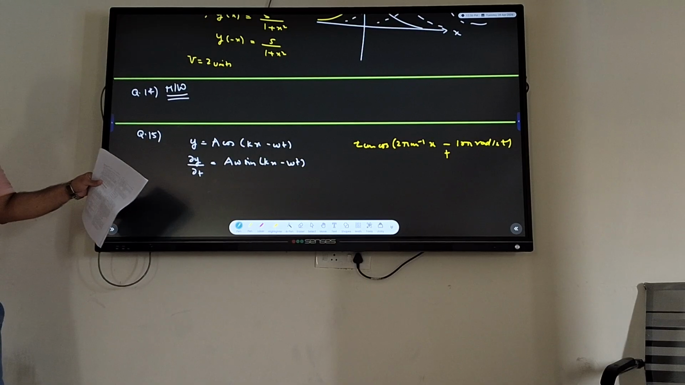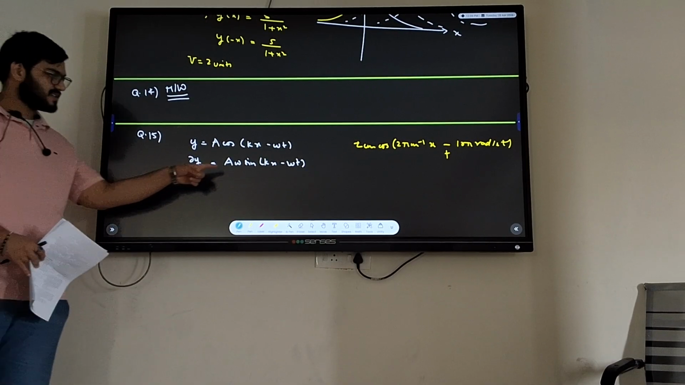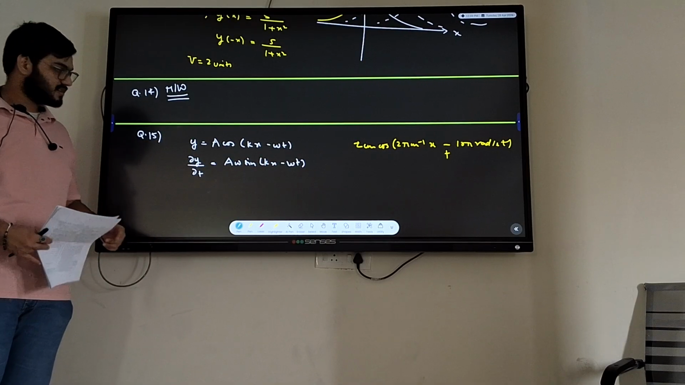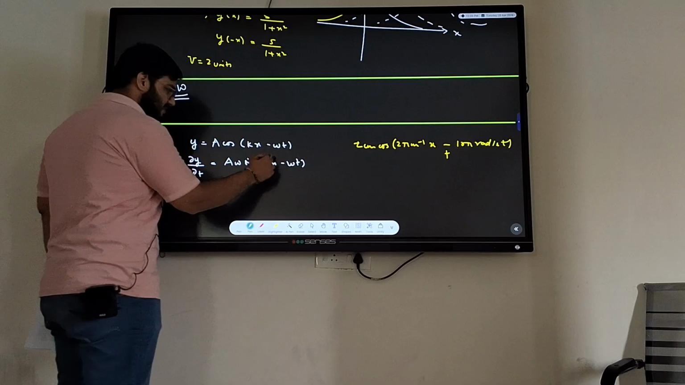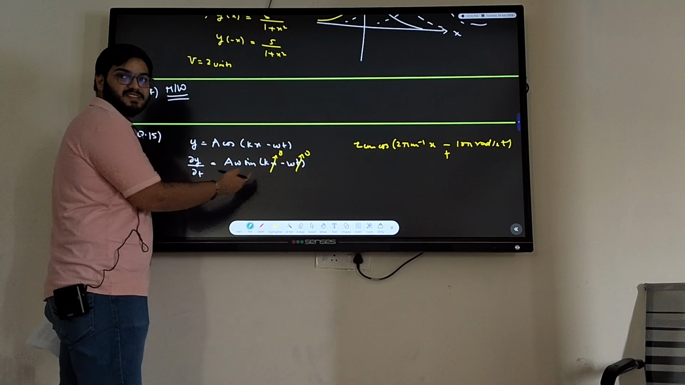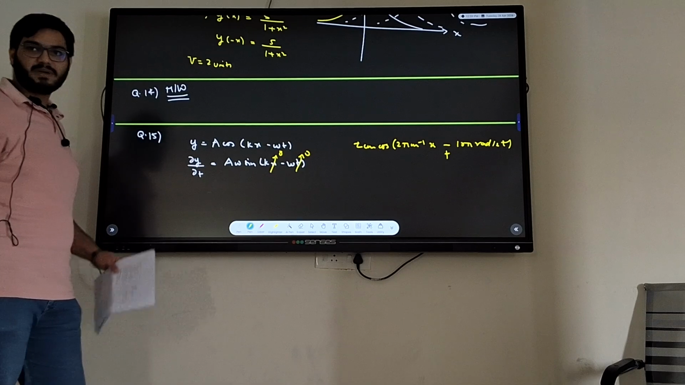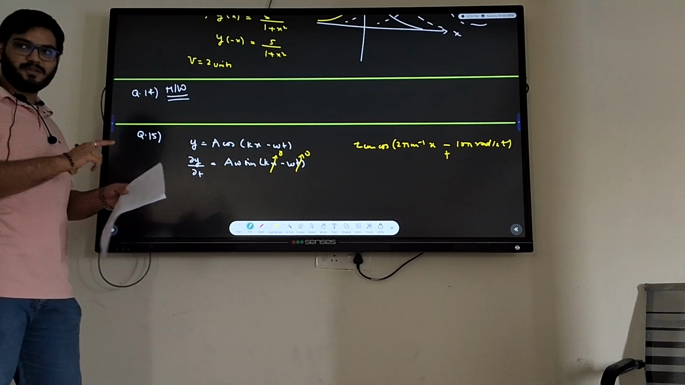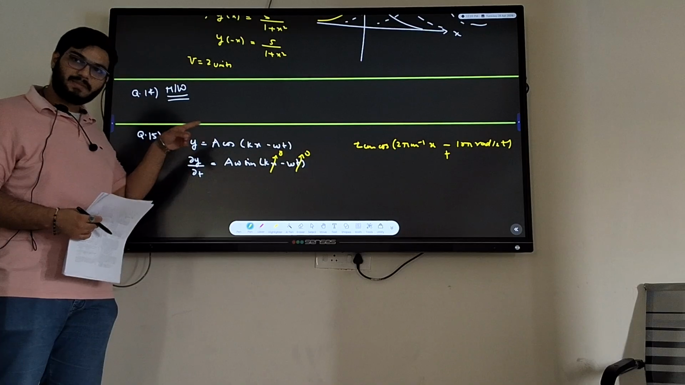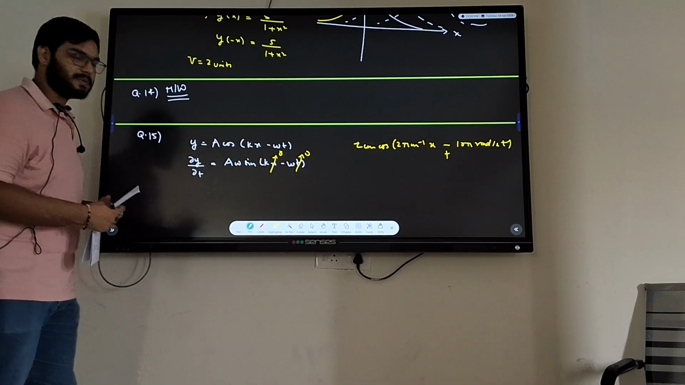Don't just blindly pick one function. Is it less than 0 here with kx equal to 0 and t equal to 0? This is 0, this is 0, then this will be sine of 0. Sine of 0 is 0. So del y by del t becomes 0 according to you. If I pick cos, what if I pick sine? Then what will happen?